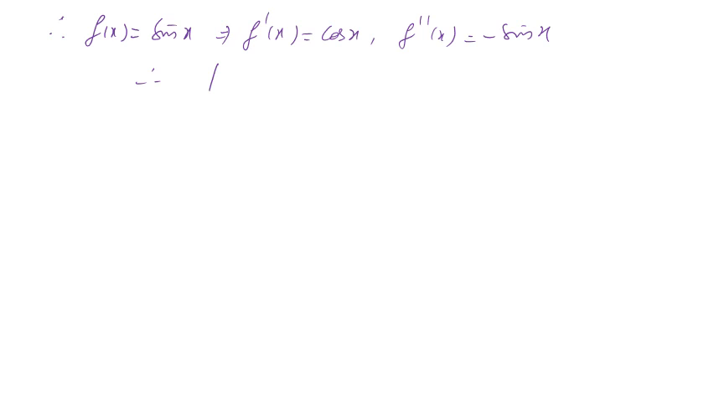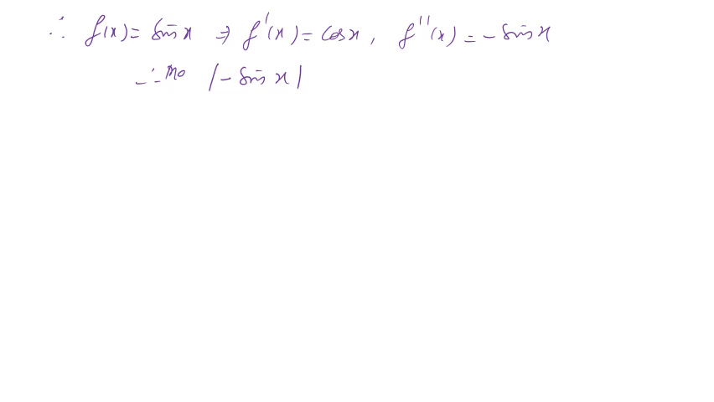So maximum value of f double dash x is the value of M2, upper bound. M2 is upper bound. Therefore, first, what is f of x? Sin x. So f dash x is cosine x, f double dash x is minus sin x. Therefore, mod minus sin x.